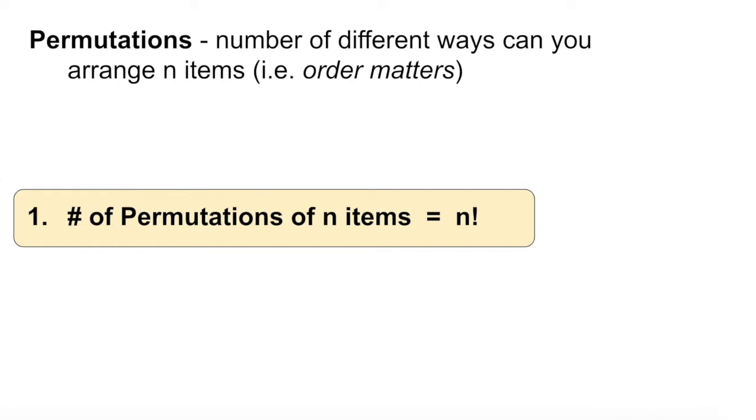Now let's see how we can use factorials to solve problems. Permutations are the number of different ways you can arrange n items, and order matters. You'll see what this means in a second. So the first formula we're going to learn is the number of permutations of n items is equal to n factorial. That's a really easy equation, isn't it?